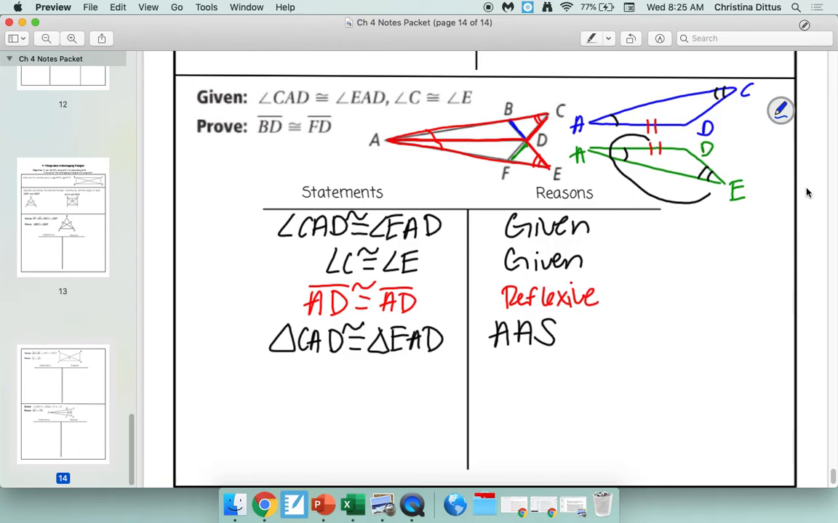Alright, so the first thing I want to say: now that my triangles are congruent, can I say that CD and DE are congruent? Yes. CD is congruent to DE. And after saying my triangles are congruent, why could I say that? Because they're corresponding parts. There you go, CPCTC.